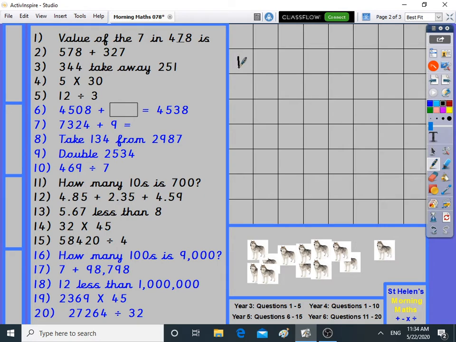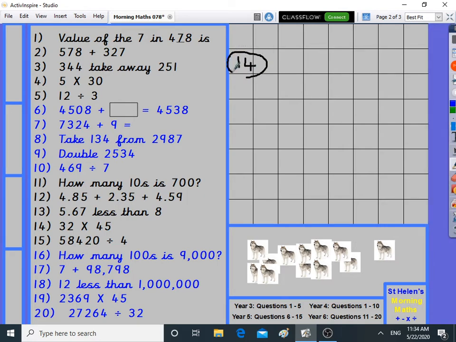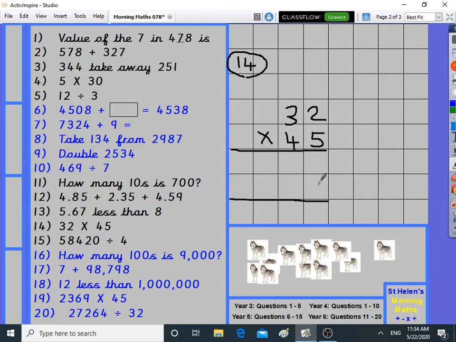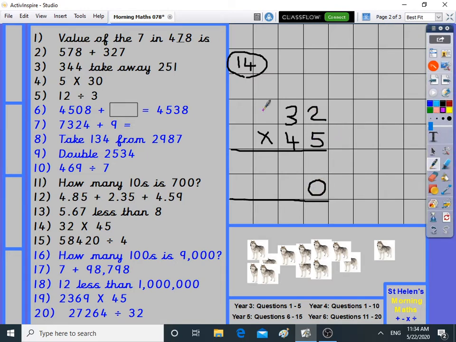Question 14, 32 times 45. Long multiplication, but not that difficult because there is lots of little numbers, 2s, 3s, 4s and 5s, and they have quite easy times tables, don't they? So this shouldn't be too difficult, this question. Let's make that a bit neater. Now what I'll often do is place my 0 before I start. And the first thing I'm going to do is 5 times everything.